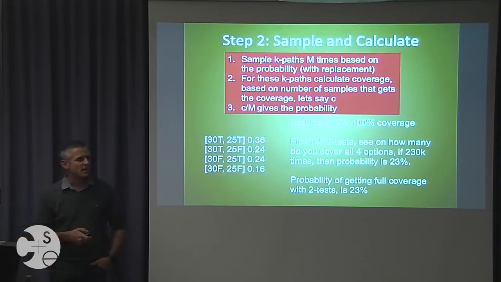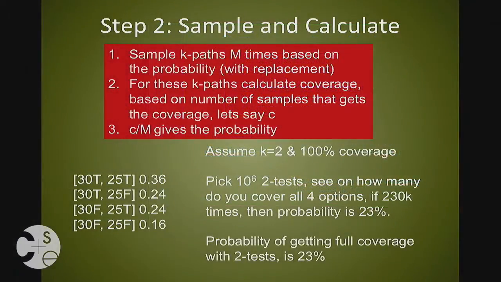So we sample to get the answer here. We sample k paths m times. Here we want k equals 2, so we're looking for 2 tests, and we sample 1,000,000 2-test suites.